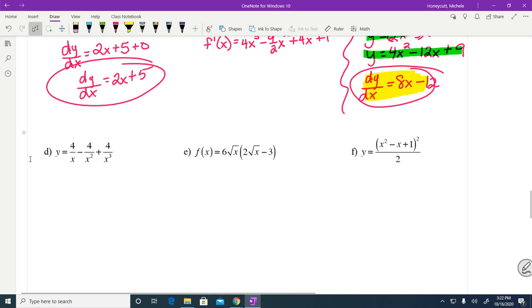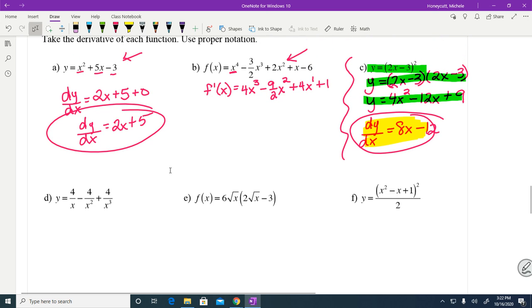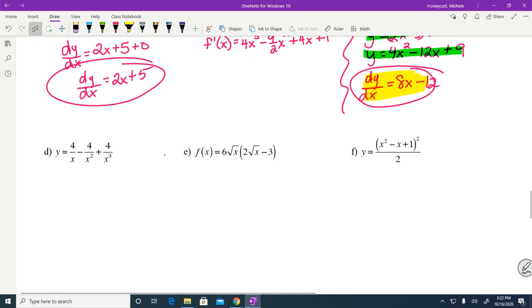Then you'll have some that you'll need to rewrite as a long string of terms, because we want everything to look like a polynomial. It may not be a polynomial, but we want it to look like a polynomial as close as possible. So if you've got things in the denominator, just a single term, you can rewrite them with negative exponents. So the 4 over x is the same as 4 times x to the negative first. 4 over x squared is the same as 4 times x to the negative second. And 4 over x cubed is the same as 4 times x to the negative third.